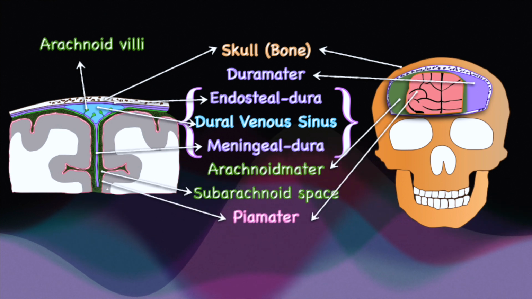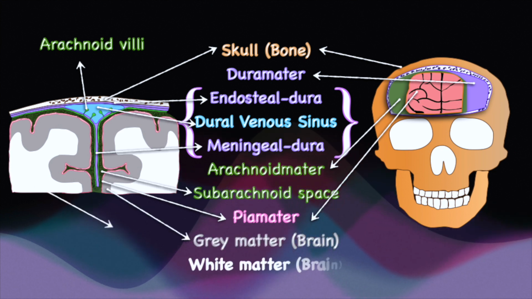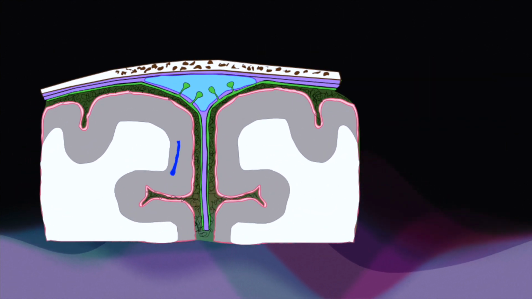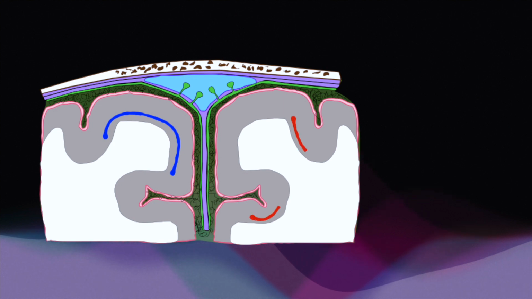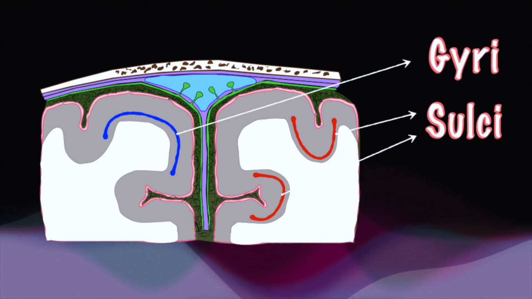The outer area of the brain is grey in color and is called grey matter, and the inner portion is white and called white matter. The cortex is folded into multiple elevations and depressions. These elevations are called gyri and the depressions are called sulci.